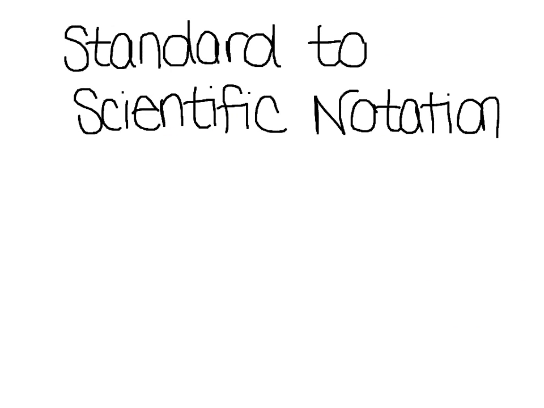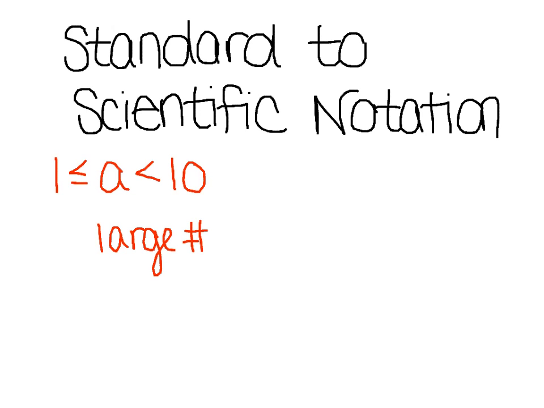Now we have going from standard notation to scientific. Technically, people say to just reverse the process. The first important thing to remember is that a has to be between 1 and 10. It can equal 1, but it cannot equal 10. The way I like to think about it is, if it's a large number, it's going to have a positive exponent.